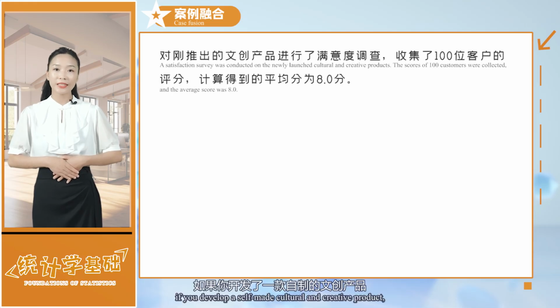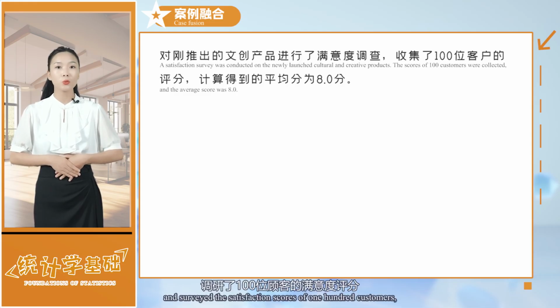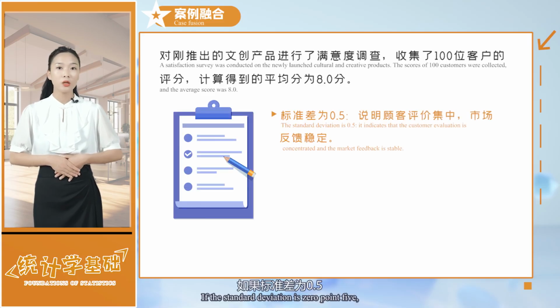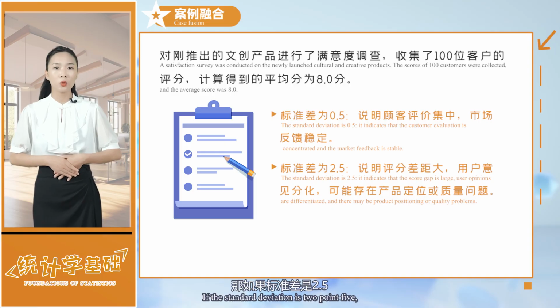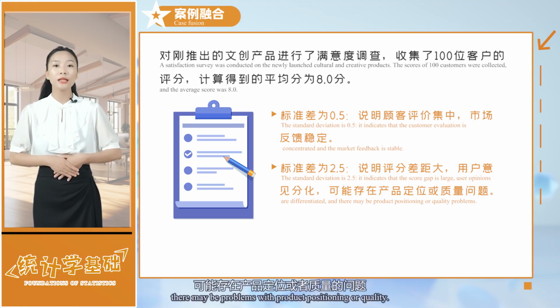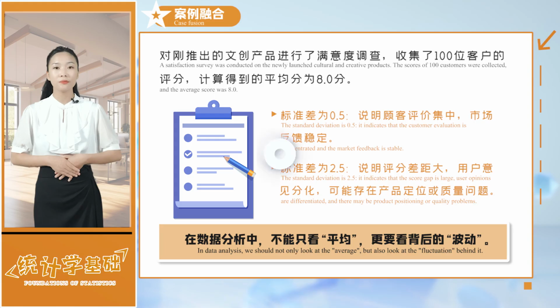Imagine that you develop a self-made cultural and creative product and survey the satisfaction scores of 100 customers, and the average score is the same. If the standard deviation is 0.5, does it mean that customer evaluations are concentrated and the market feedback is stable? If the standard deviation is 2.5, it means that scores vary greatly and users' opinions are differentiated. There may be problems with product positioning or quality. This shows that in our daily data analysis, we can't just focus on the average. We should pay more attention to the volatility of the data behind it.